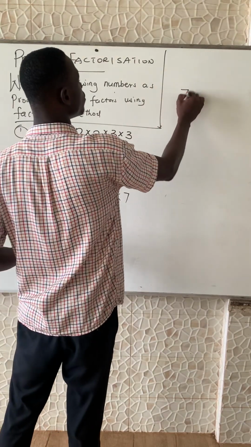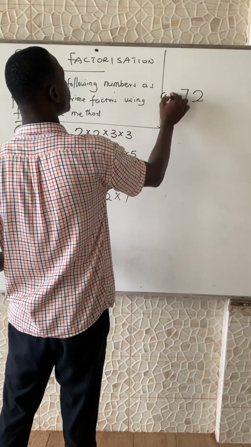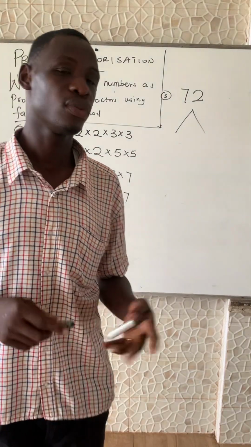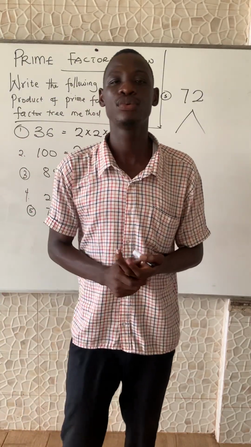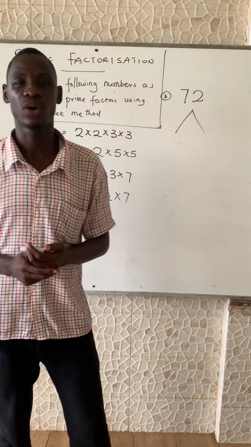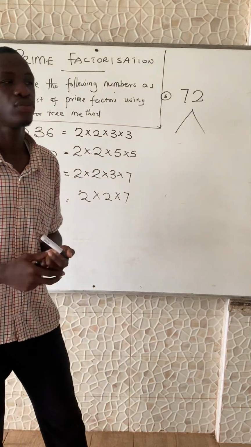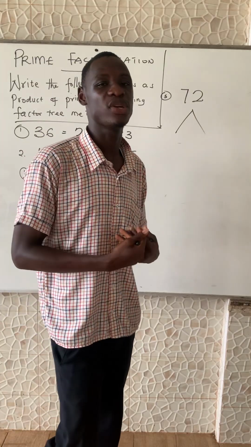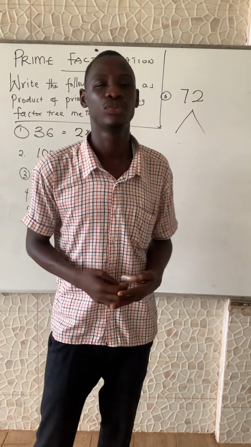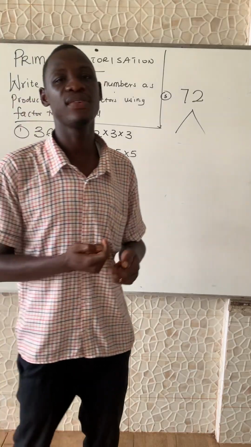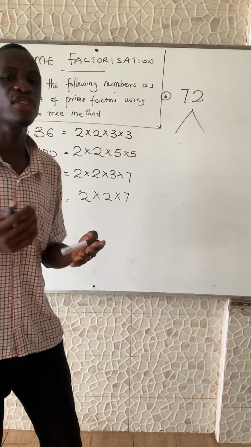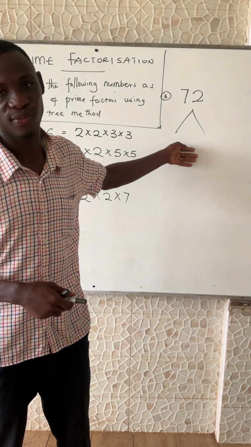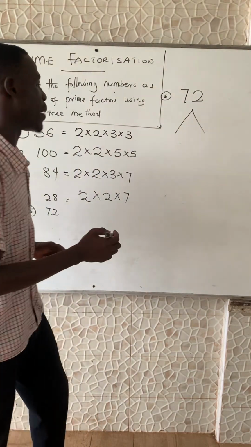So 72. When we break 72 down, these are some of the factors of 72. 8 times 9 is 72. 6 times 12 is 72. 4 times 18 is 72. 3 times 24 is 72. 2 times 36 is 72. So feel free to use any of these factors that I've mentioned over here to work out the prime factors of 72.